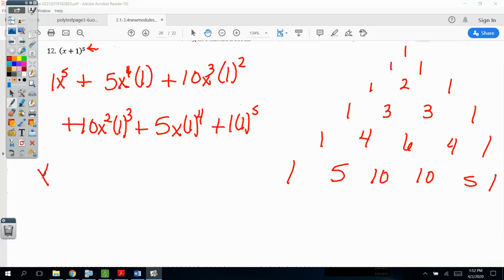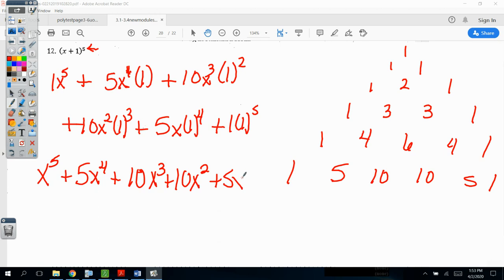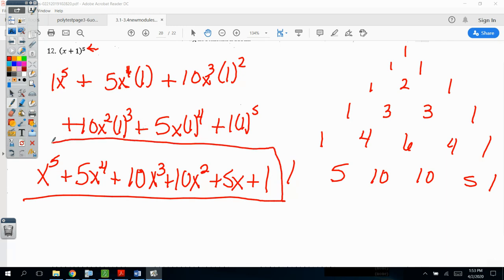So what do we get? We get an x to the fifth plus 1 times 5 is 5, 5x to the fourth, plus 10x to the third, plus 10x squared, plus 5x, plus 1. And that's the answer. Way quicker than expanding that out real long style.